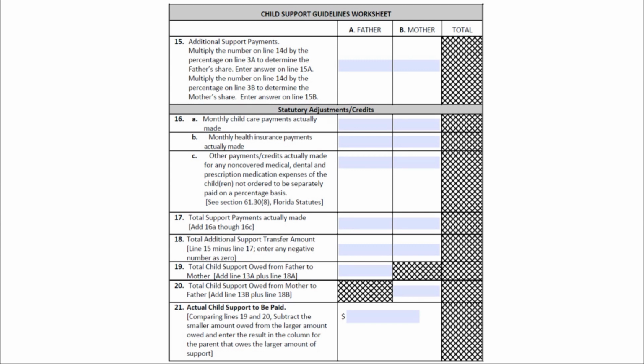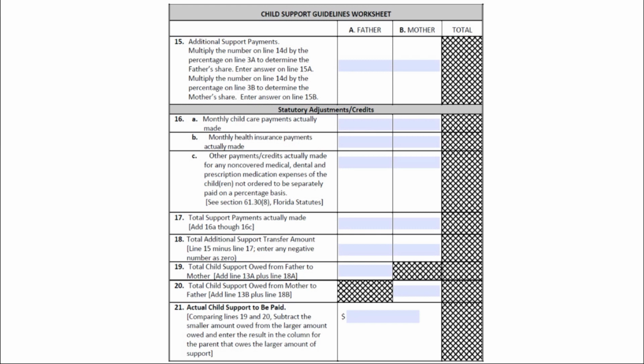In subsection 16A, you must list the amount of monthly child care payments actually made by each party. In subsection 16B, you must list the monthly health insurance payments actually made by each party. And in subsection C of section 16, you must list the other payments or credits actually made for any non-covered medical, dental, and prescription medication expenses of the minor child or children, which is ordered to be separately paid on a percentage basis.